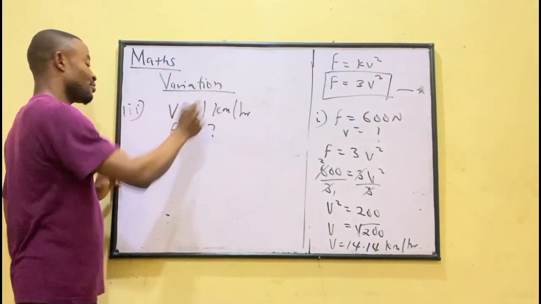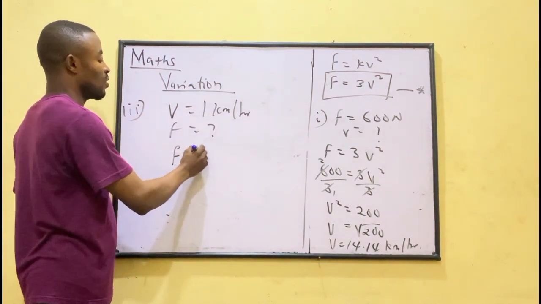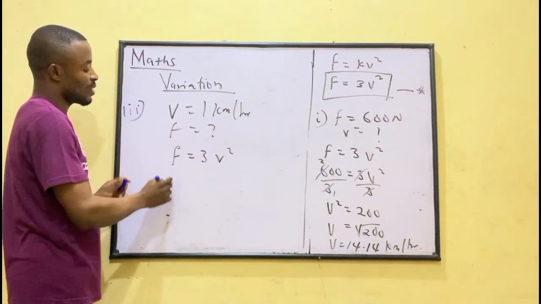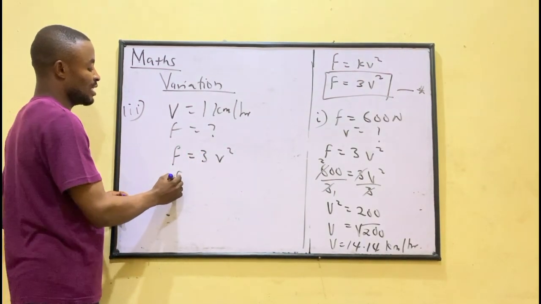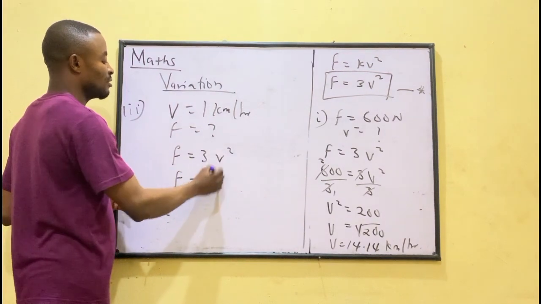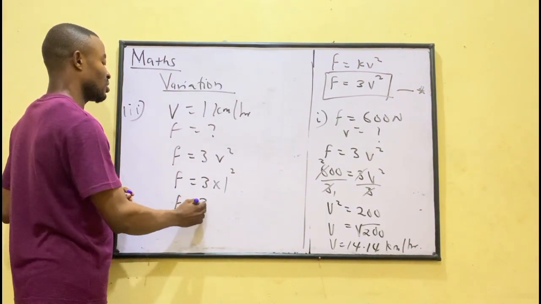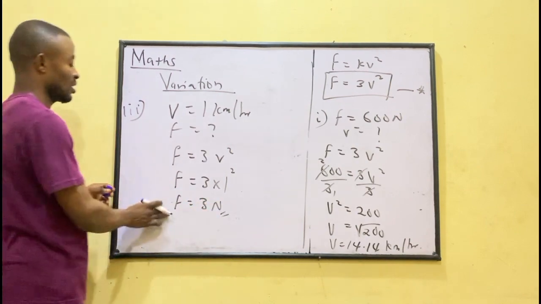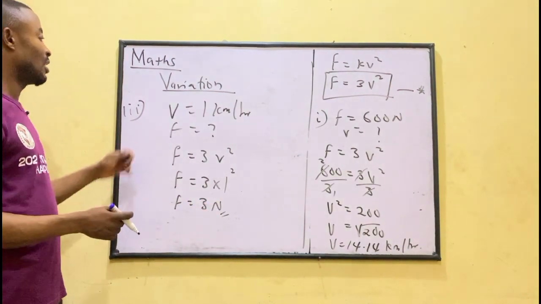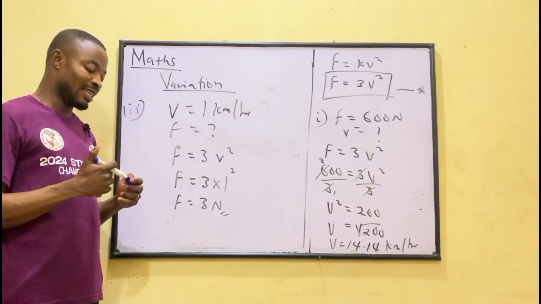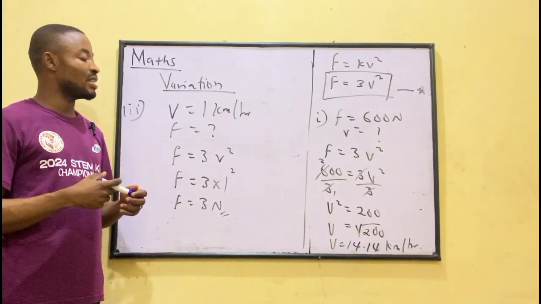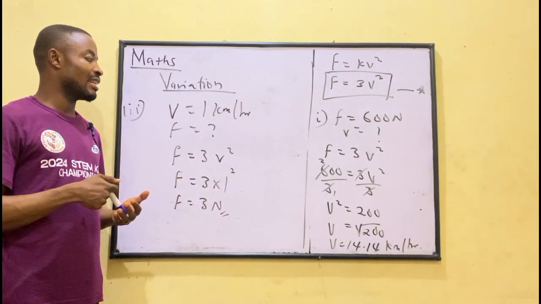Now remember we have a formula already. F is equal to 3V squared. So from here we have that F is equal to 3, V is 1 squared. So F is equal to 3 Newton. Very simple. All right, so this is the kind of thing you do when you have questions relating to direct variation.